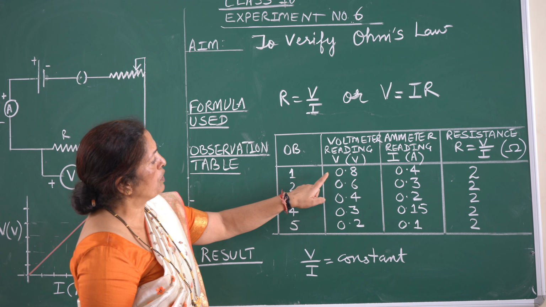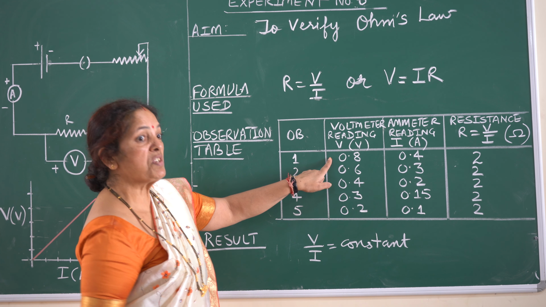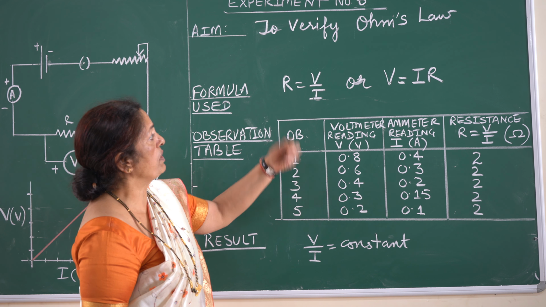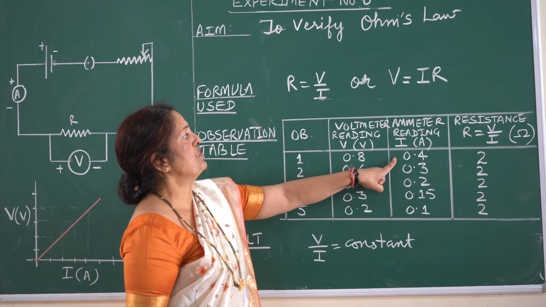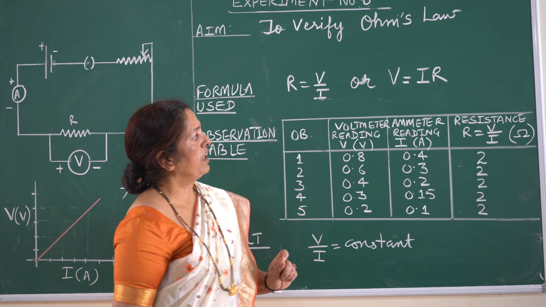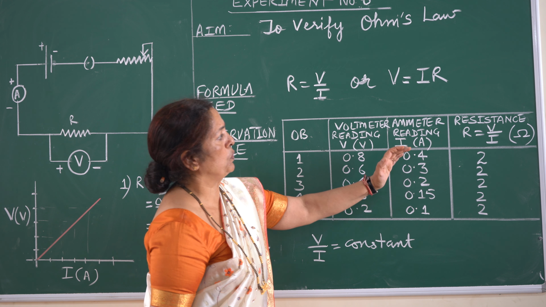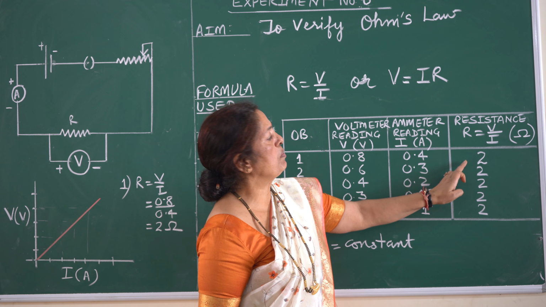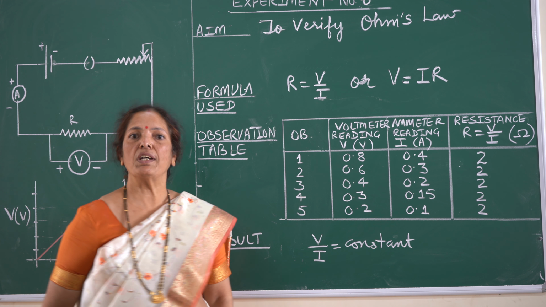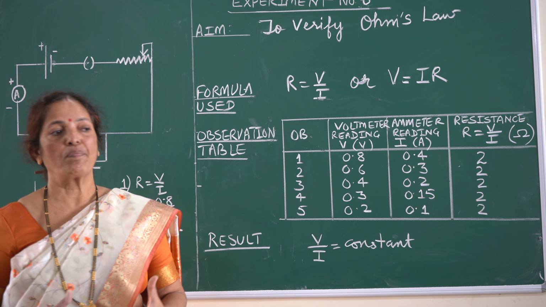for the readings, we'll have to note down the voltmeter reading. That means the reading of potential difference, which will be read by the voltmeter. The reading of current, which the ammeter will be reading. And the ratio of the two, V and I, V upon I, that ratio we will be calculating, and that is going to be the value of the resistance.